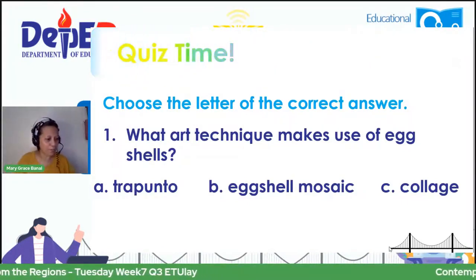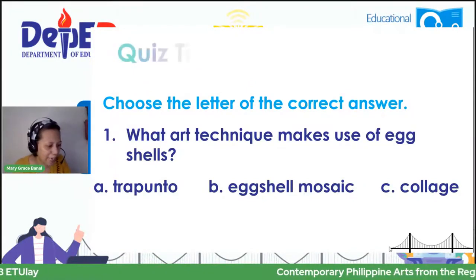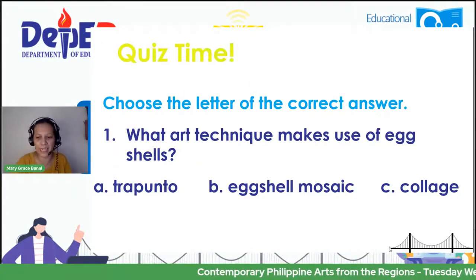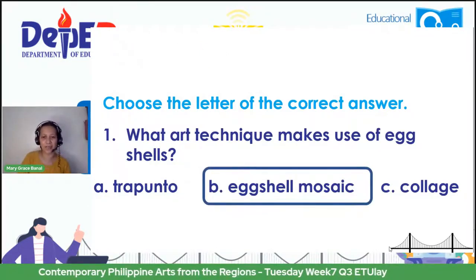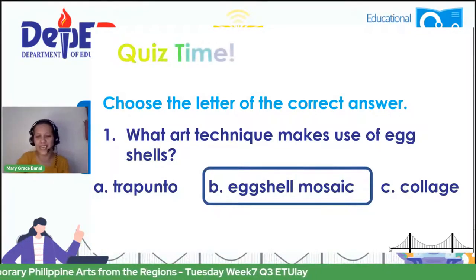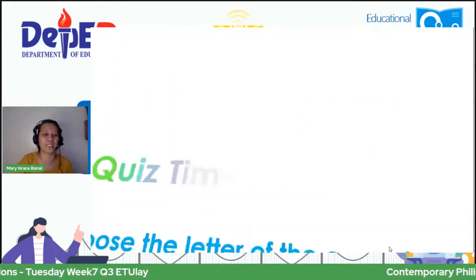Okay, so I hope you have some answers in our chat box. So Paula May says it's letter B, and you are correct. This is Eggshell Mosaic. So that one is quite easy. I hope everyone who's watching got it correctly too. Second question.